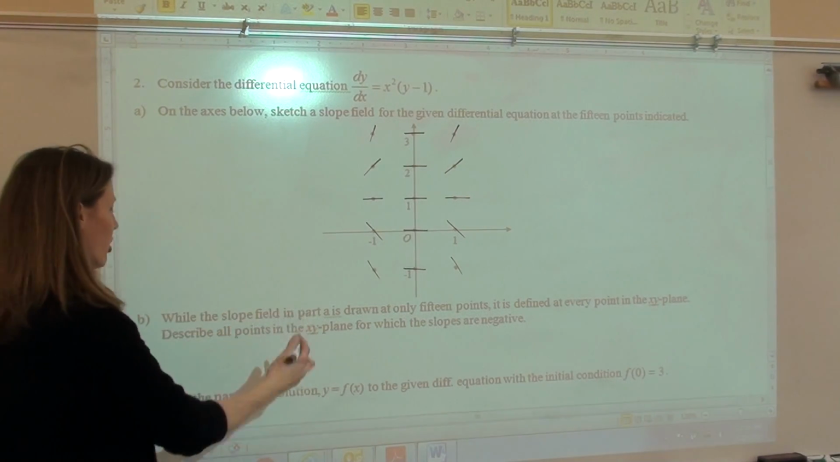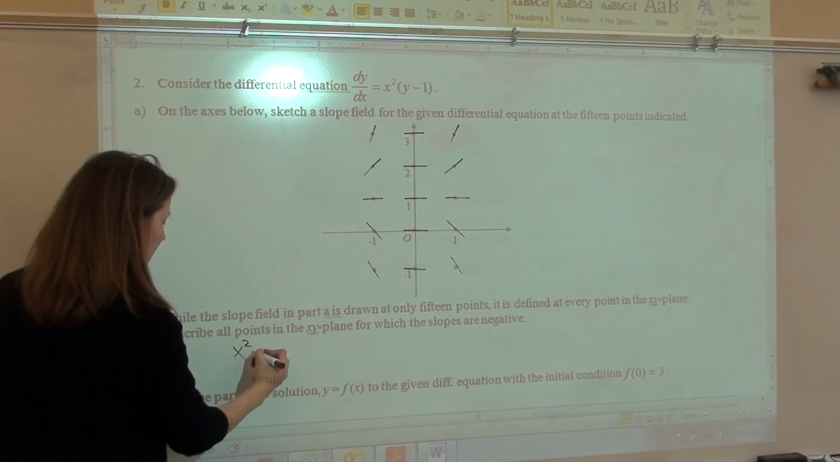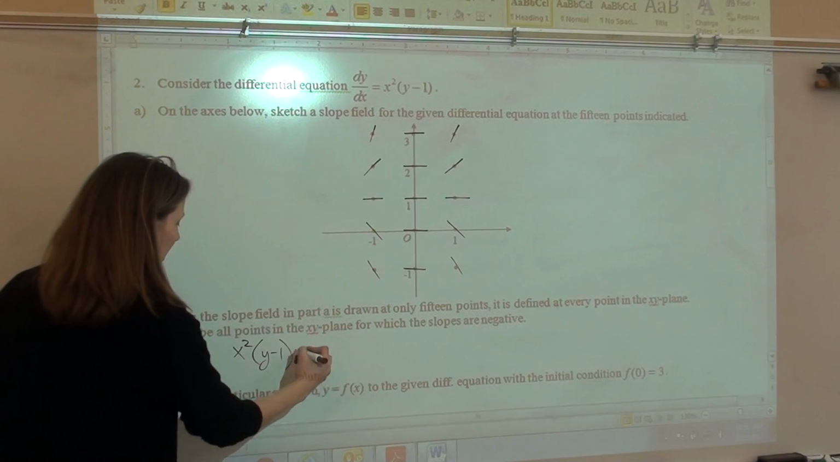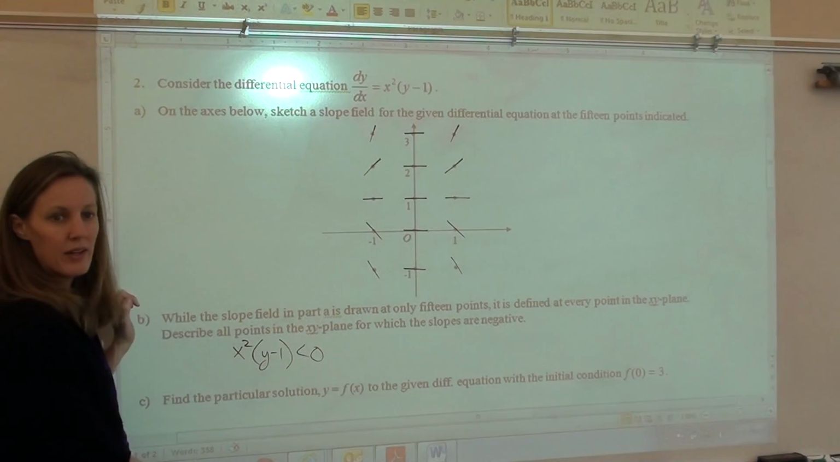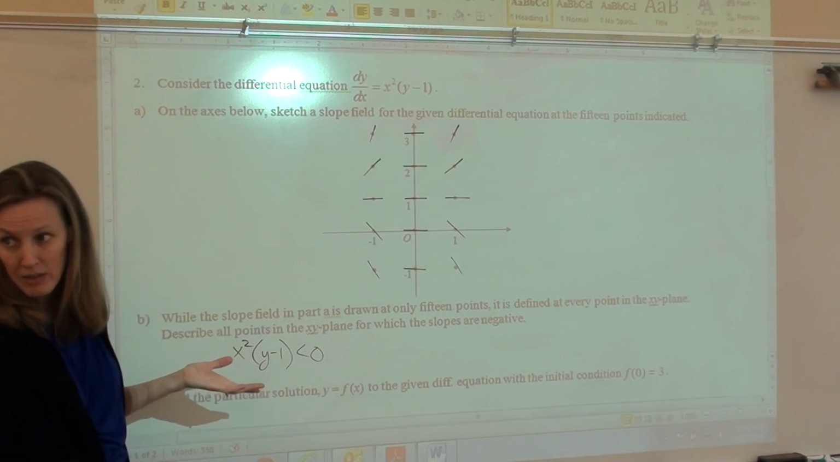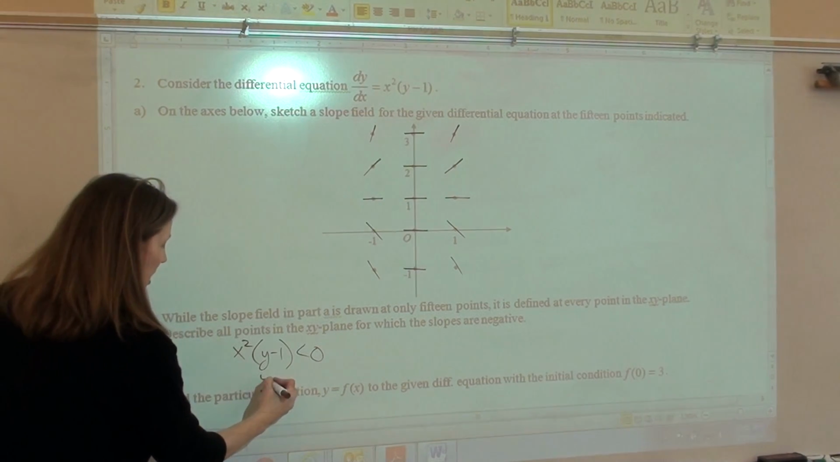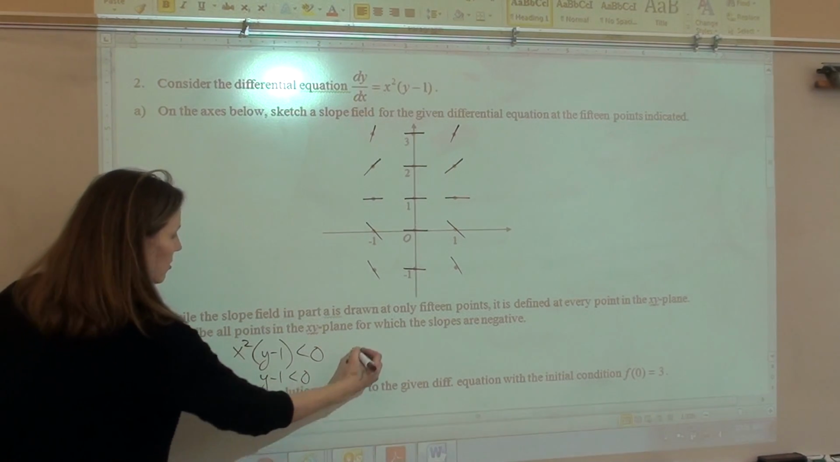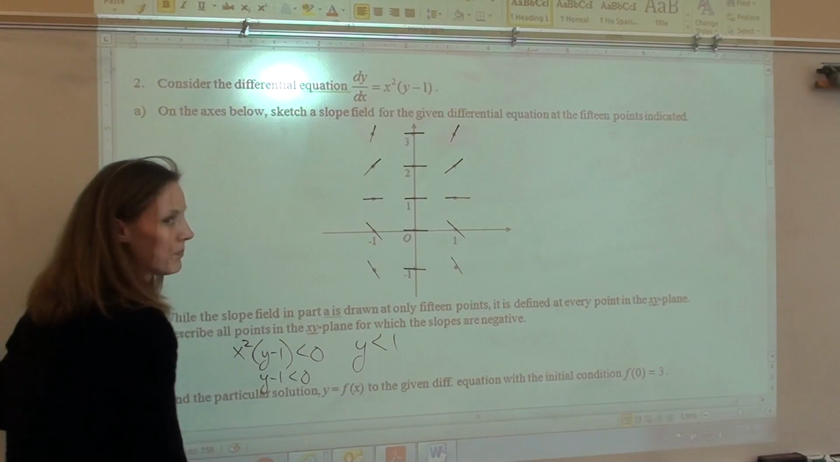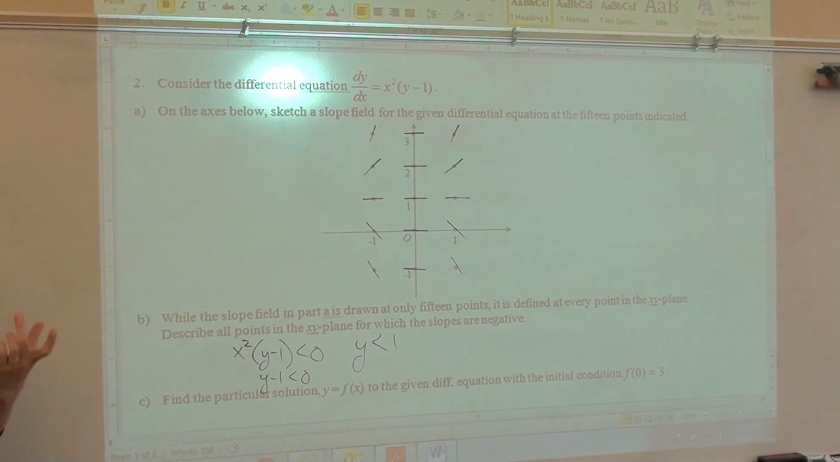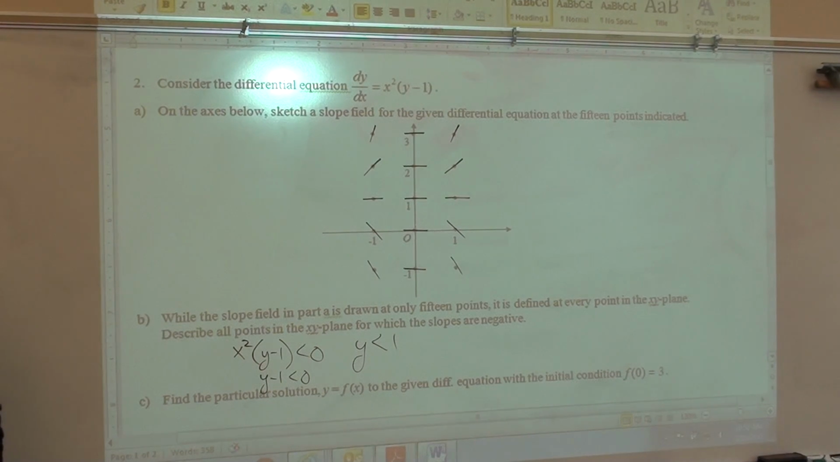And the way you can know for sure is you can say, all right, well, algebraically, x squared times y minus 1 has to be less than 0, right? And x squared is always positive, so we just focus on the y minus 1 has to be less than 0, so y has to be less than 1. But everyone who put this on this AP exam lost a point. Because they forgot the x.